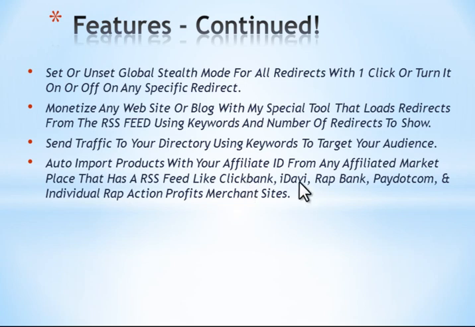Import. You're done. Davi is a great marketplace. Once you have signed up with them, they have all the tools there for you. You just grab the URL and paste it into the RSS feed, and you're done. It's really simple. Wrap Bank as well. Pay.com, you have to use a third-party service, but you can use individual Wrap Action Profit merchant sites, and I'll show you an example of that. This is really simple as well.